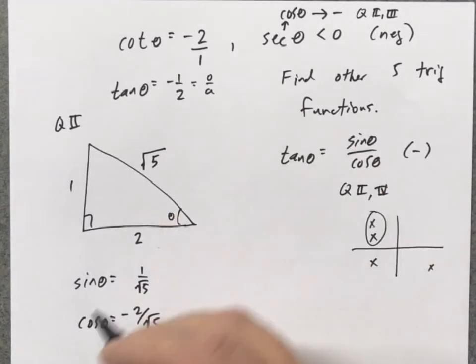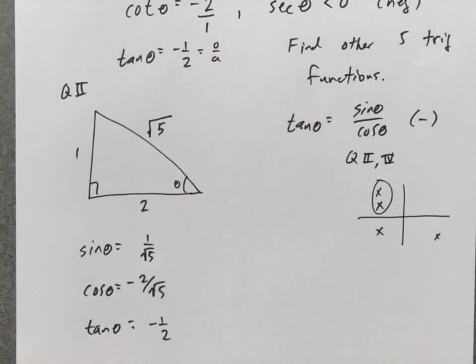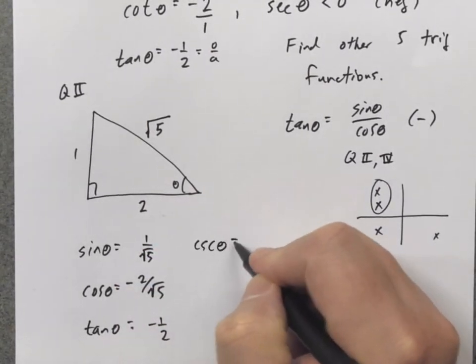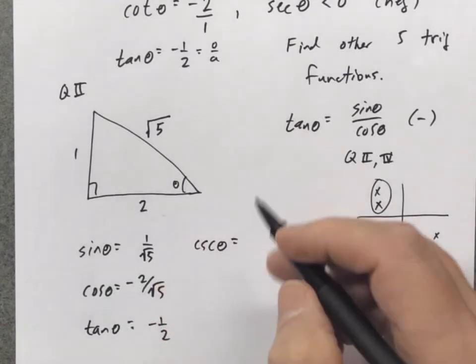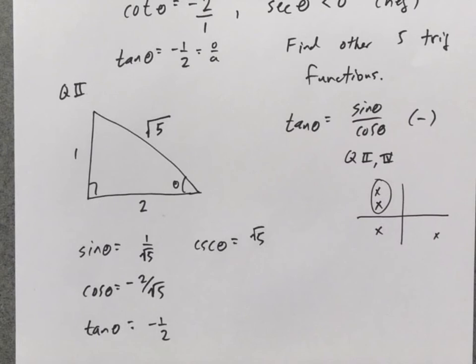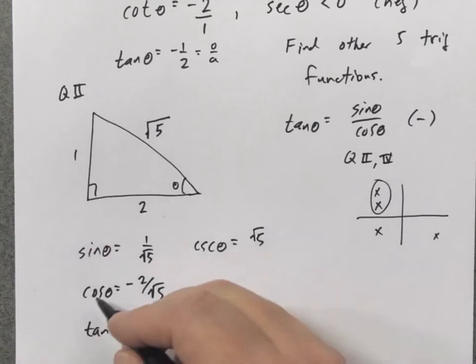Now tangent, we already figured out from up here, once we took the reciprocal and the quadrant, so tangent is negative 1/2. Now let's go get the other three trig functions. Sine is grouped with cosecant. So you take the reciprocal, and the plus or minus is the same. So if the sine is positive, the cosecant is positive.